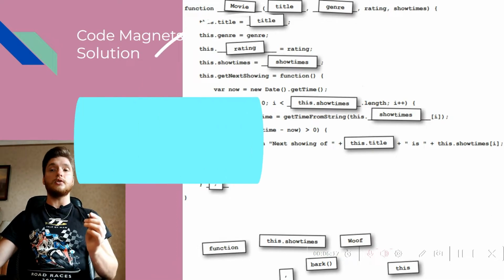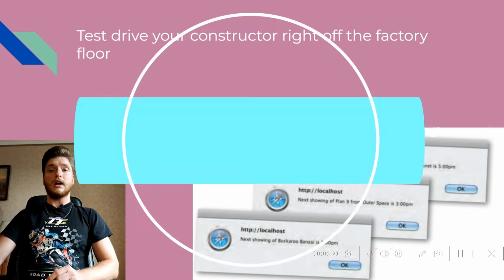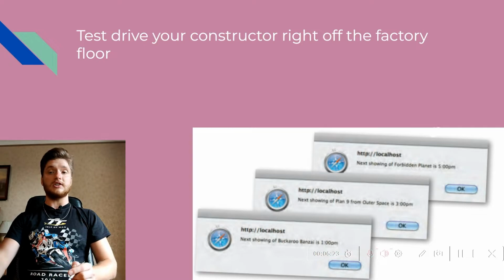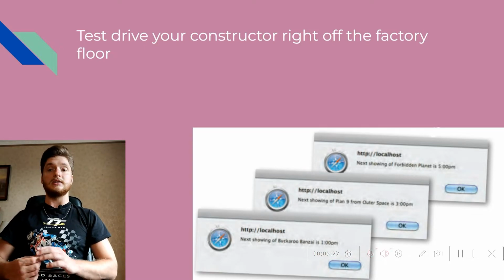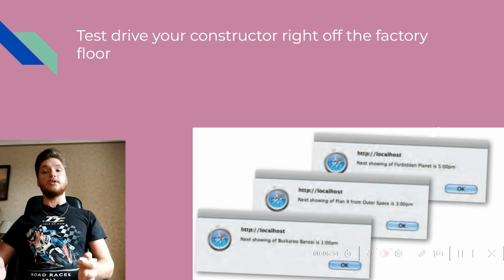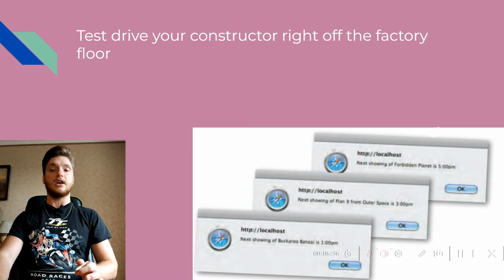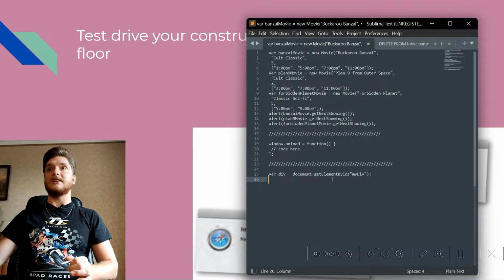So, test drive your constructor right off the factory floor. Now that you've got a Movie constructor, it's time to make some movie objects. Go ahead and type in the Movie constructor function, then add the code below and take your constructor for a spin. We think you'll agree this is a much easier way to create objects. So let's look at the code.